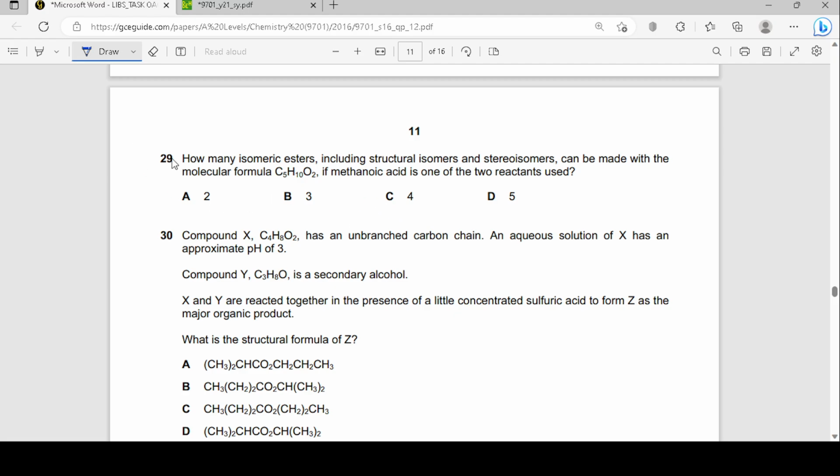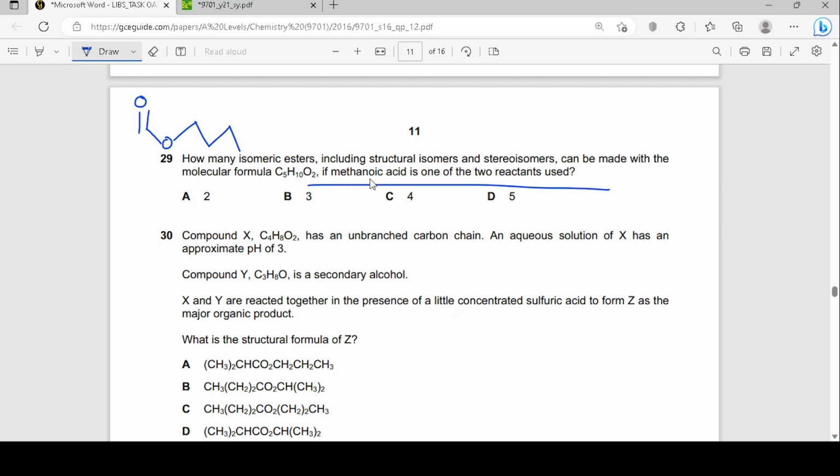Okay, so we already know that methanoic acid will definitely be one of the reactants. So let me start the chain like this. You have one carbon atom here for the methanoic acid, then we have the functional group COO, and then we have five carbons in total, right? So one, two, three, four.